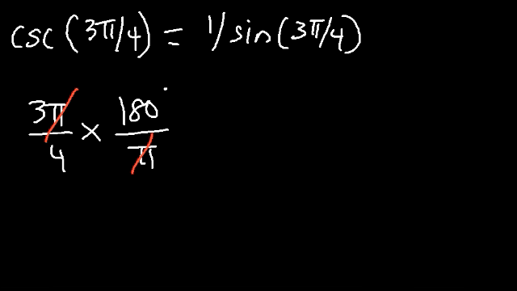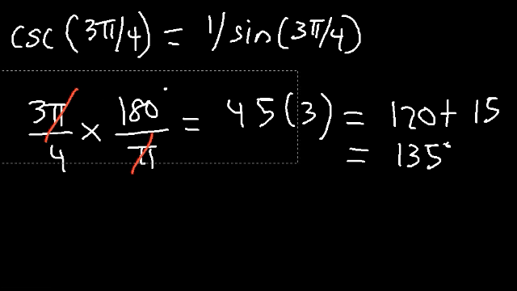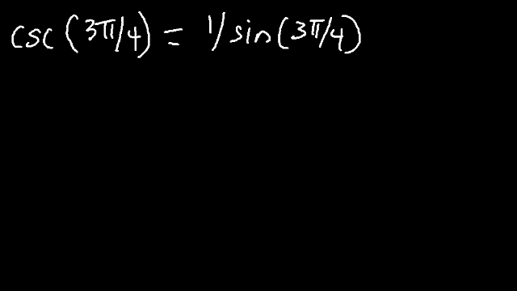When you divide something by 4, you want to find half of it 2 times. Half of 180 is 90, and half of 90 is 45. So 180 divided by 4 is 45. And 45 times 3, how can we figure that out? 40 times 3, if 4 times 3 is 12, 40 times 3 is 120. And 3 times 5 is 15, so 120 plus 15 is 135. So we need to figure out what sine 135 is.